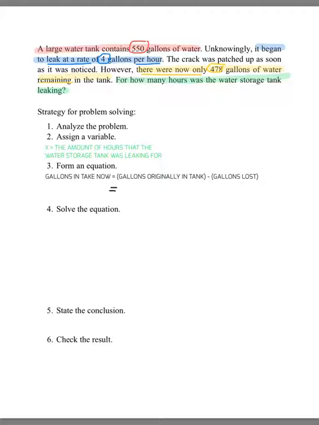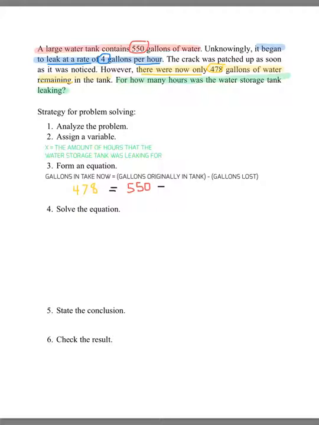Now, gallons in the tank now. Well, after the leak occurred, we knew that there were 478 gallons left. So that means there's 478 gallons in the tank left over. And then that's going to be equal to the number of gallons originally in the tank. Well, we know that the tank originally had 550 gallons. And we're going to want to subtract from that the gallons that were lost due to the leak.